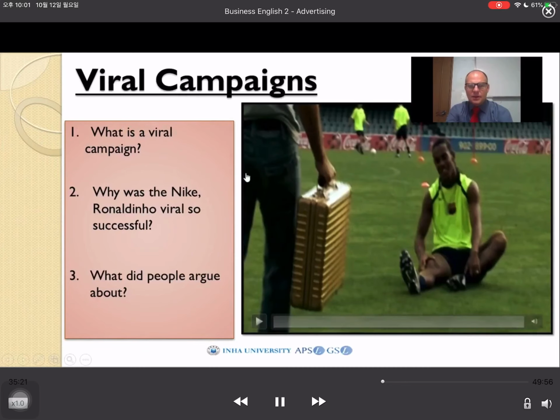Okay, then we've got an example of a viral campaign, and we've got some questions. What is a viral campaign? We talked a little bit about it, so hopefully you got the idea of what a viral campaign is. But maybe here you need a definition. So go onto the internet, see if you can get a good definition of what a viral campaign is, or make one up yourself. You can check your answer again on the PPT.